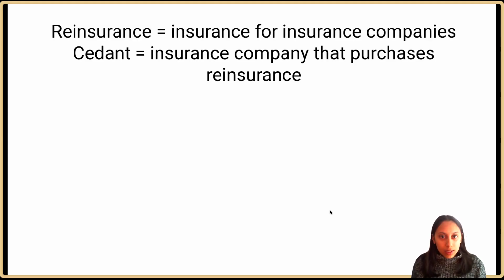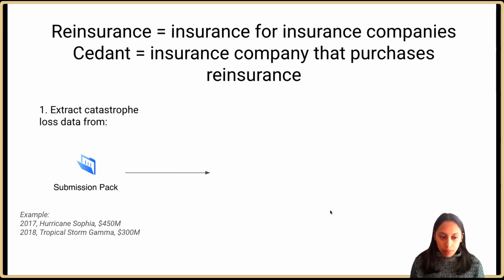And a subtask that the underwriters at my partner reinsurance company do that this AI agent is going to help automate is that they will take the submission pack from the cedent. This is typically an Excel file. They will extract the catastrophe loss data from it. These are historical events that happened in the past. So for example, in 2017, Hurricane Sophia rumbled through and caused $450 million in loss payouts that this cedent paid. Or Tropical Storm Gamma in 2018 cost $300 million in loss payouts.